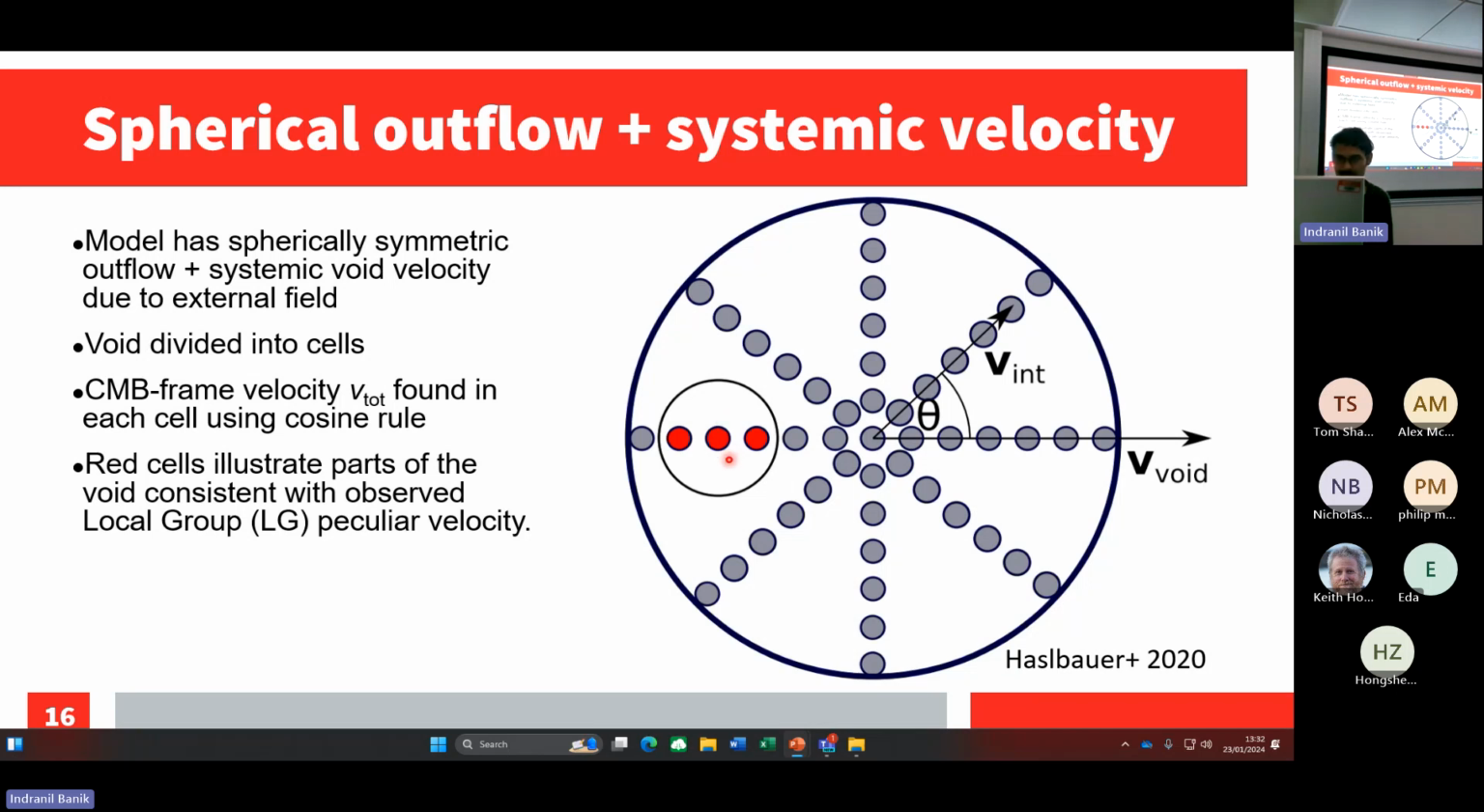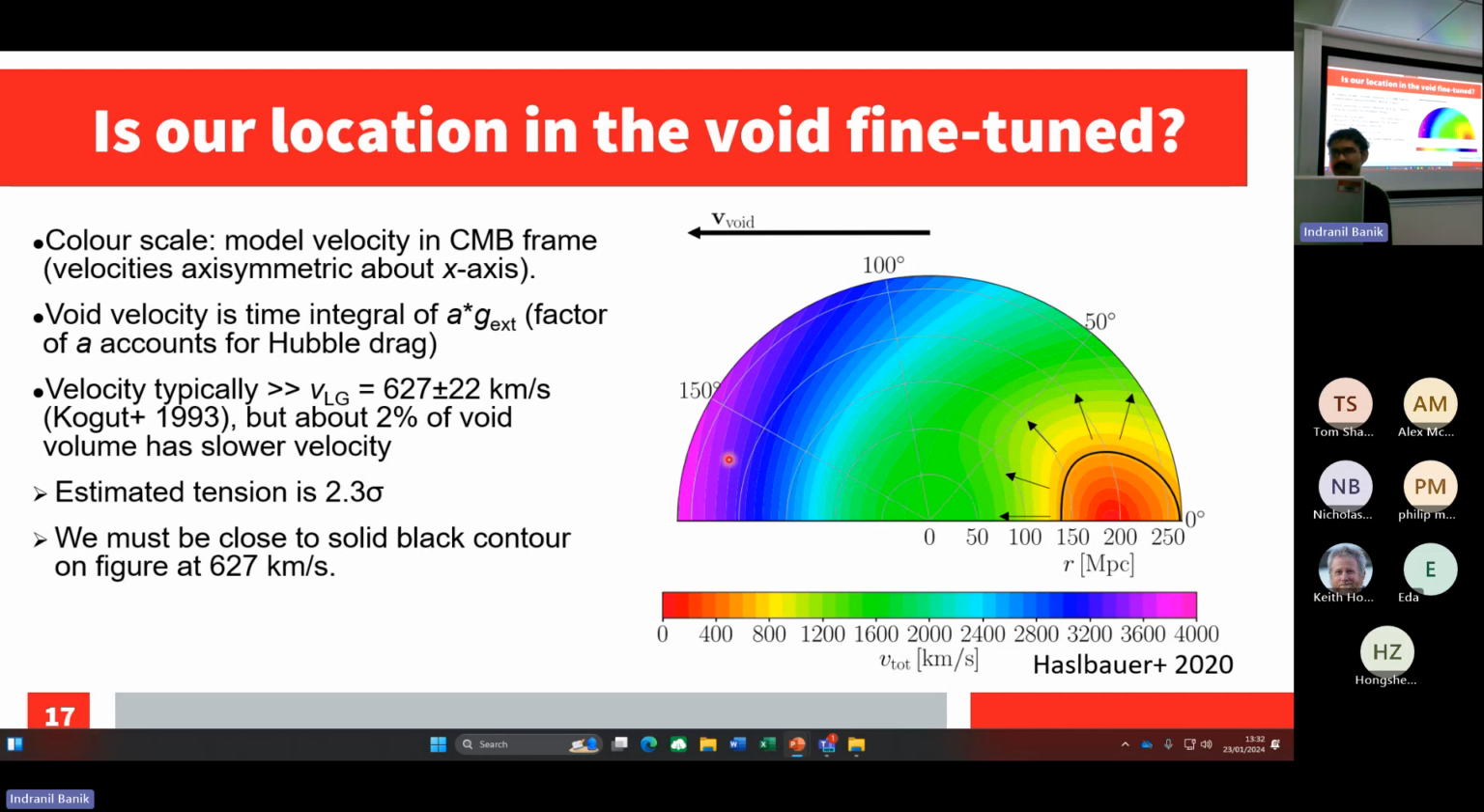So I'll come on to that in a bit more detail in a sec. So basically, this is the velocity field of our model. Only the magnitude of the velocity in the CMB frame is shown. Those are the directions, they're roughly speaking away from this point. The model is axis symmetrical on the x-axis. The whole point is moving towards the left. So the velocities are away from here.